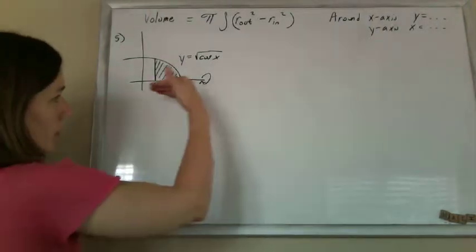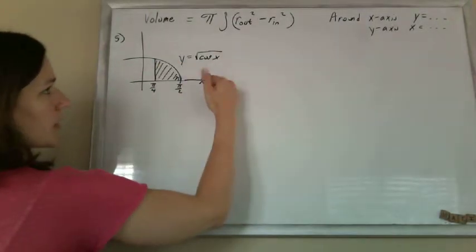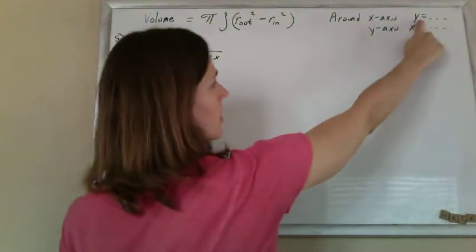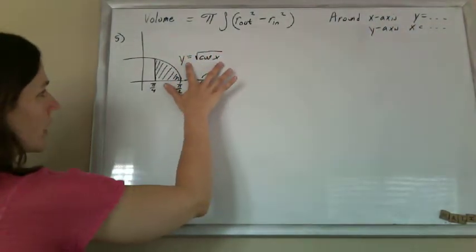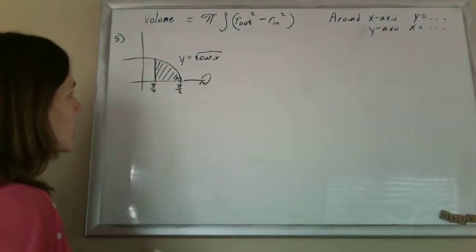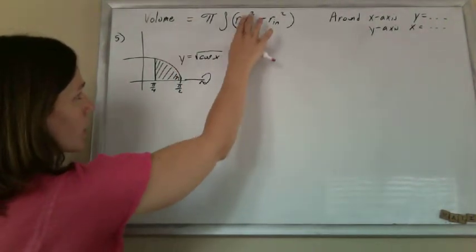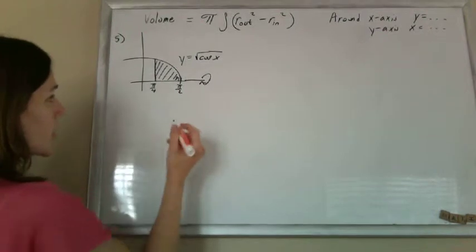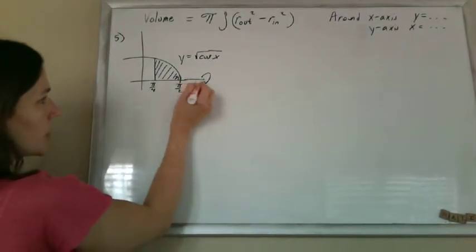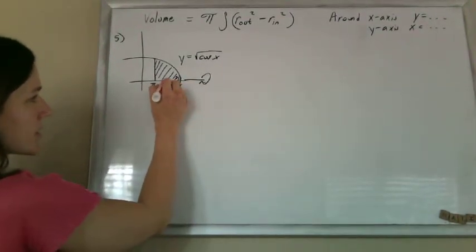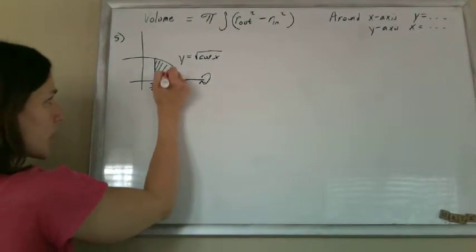Alright, so we're going around the x-axis, or something that looks like the x-axis, so we want our equation set to be y equals, which we have, so we're set. Then you want to draw in your radii, because your volume is the outer radius squared minus the inner radius squared. So to draw your radii, you start at that axis of rotation, and you draw up until you hit something.